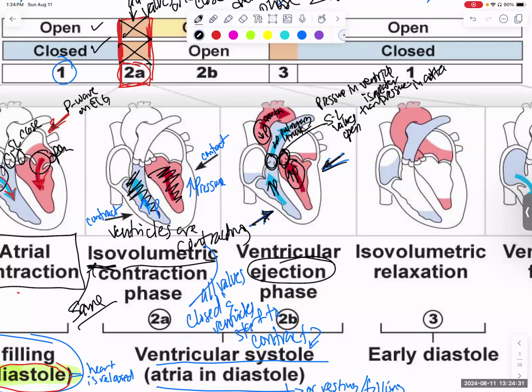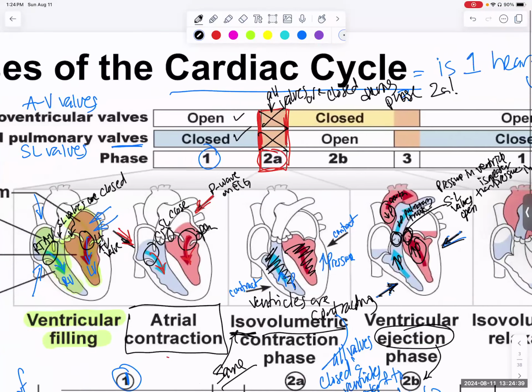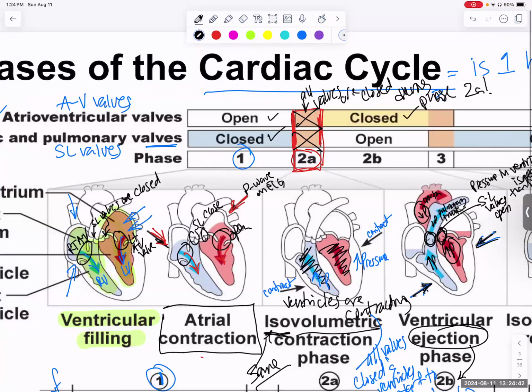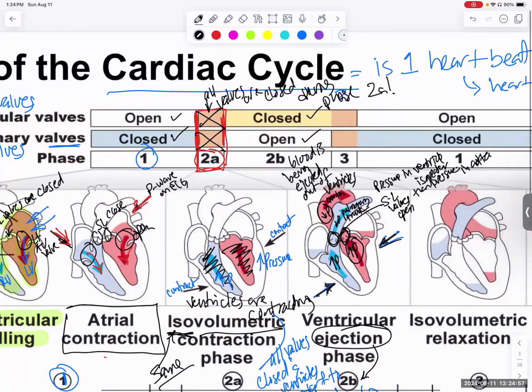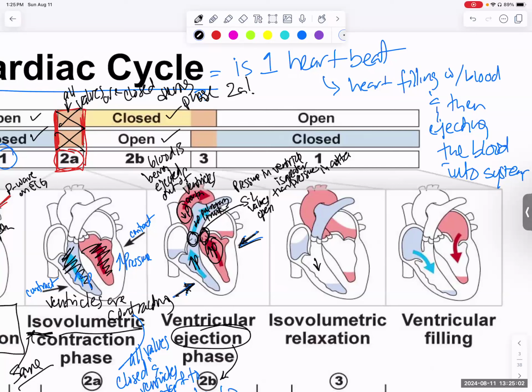So this is the ventricular ejection phase. That is 2B. That's when semilunar valves are now open. Blood is leaving the ventricle. So if you look up here, AV valves are still closed, but those semilunar valves are now open and blood is being ejected out of the ventricles. As that blood is ejected, the pressure is going to go down.